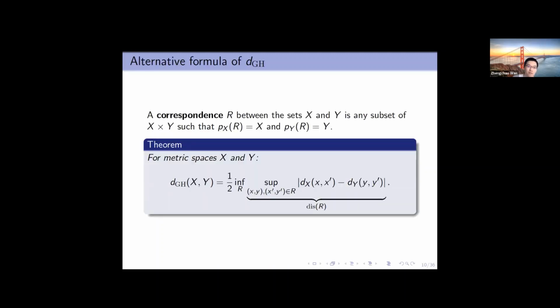Before stating our results, let me first provide an alternative formula for d_GH, which may be well known to many of you. A correspondence R between two sets X and Y is any subset of the product space X times Y such that the restrictions of the canonical projections to R are surjections. There's a theorem saying that for metric spaces X and Y, the Gromov-Hausdorff distance is 1/2 times the infimum of distortions of all the correspondences. And the distortion of a correspondence is defined in this way.